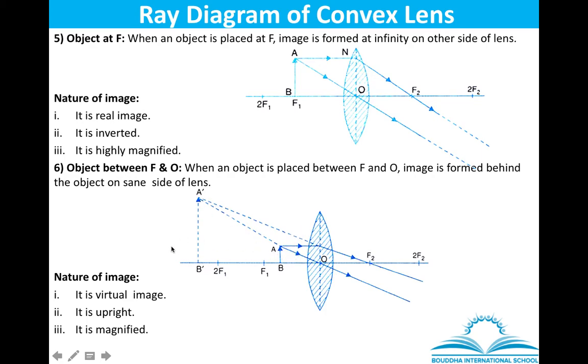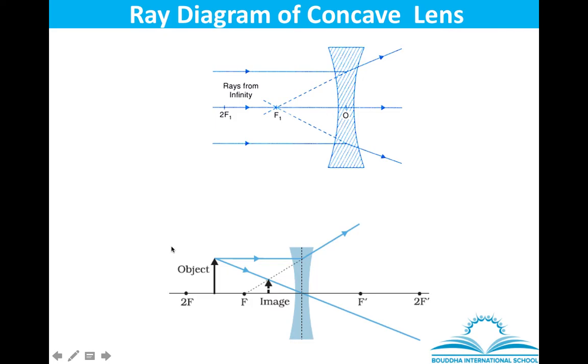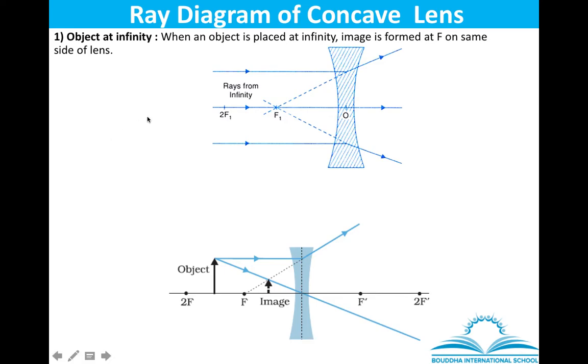Now let's talk about the ray diagram of the concave lens. There are just two conditions. The first is object at infinity. As we discussed before, from infinity the parallel rays will come. And according to rule number 1, if the ray of light passes through the lens, it will appear to diverge through the focus. So it will diverge in this way. And this ray also will appear to diverge through the focus. So on this side they are not going to meet because they are diverging. So when you produce them back, they are meeting at F.